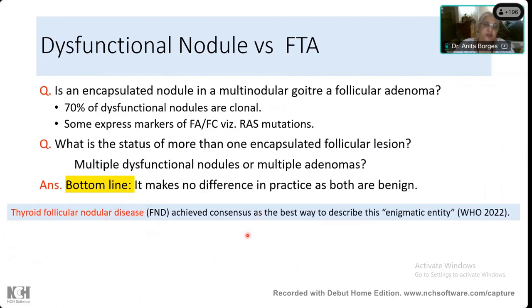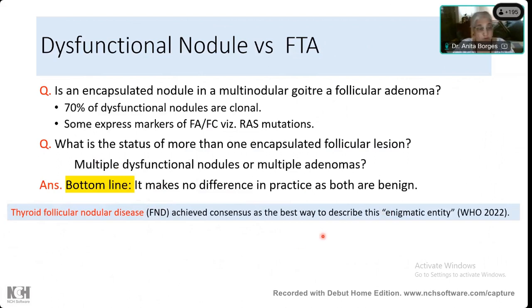Okay, so this was a name or a label that achieved consensus as the best way to describe what they call an enigmatic entity. Okay, enigmatic means something that is difficult to understand. I don't know what is difficult to understand about it, but they've called it an enigmatic entity. And as far as I'm concerned, I don't care what you call it: adenomatous goiter, multinodular goiter with follicular adenoma, whatever it is.